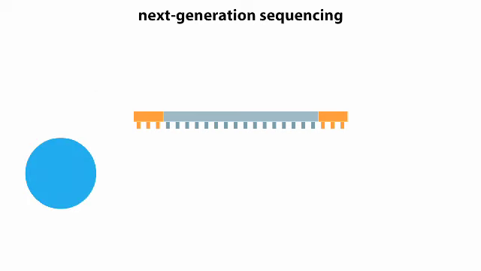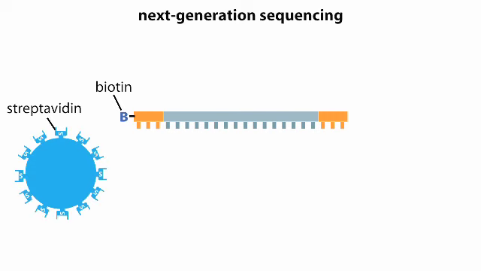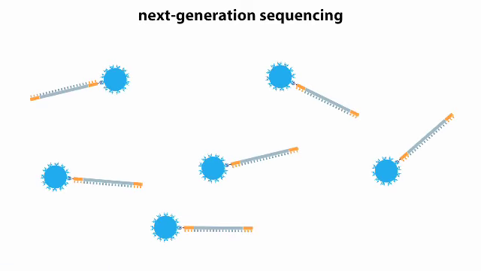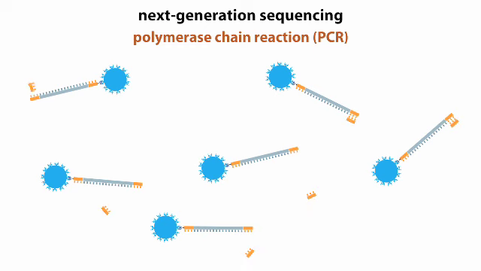One of the adapters has a small molecule called biotin attached to its 5' end. Biotin has a strong affinity for a protein called streptavidin, with which the beads are coated. The ratio of DNA fragments to beads is set so that on average each bead has a single fragment of DNA. To get enough DNA to sequence, the DNA is amplified by PCR using primers that anneal to the adapters. This means that the same primers are used to amplify all the DNA fragments.